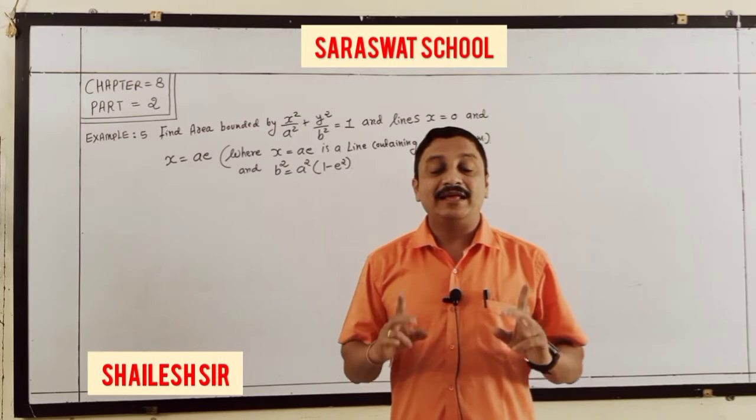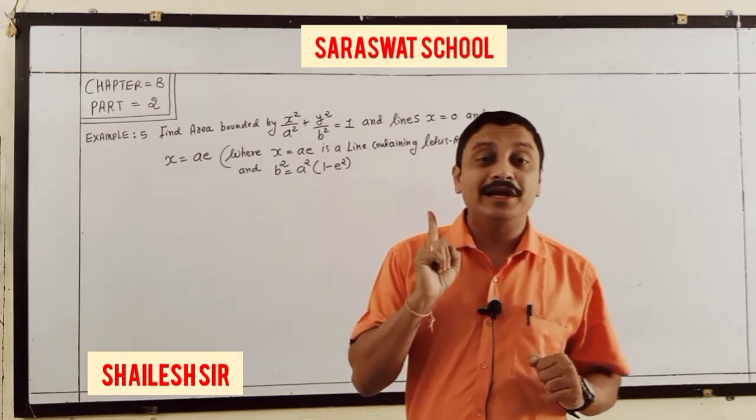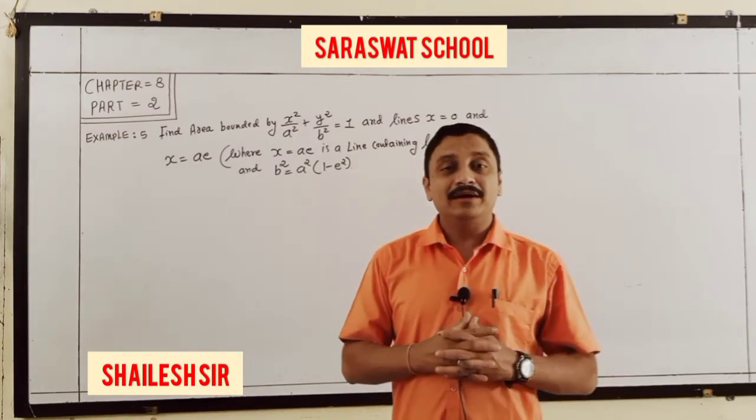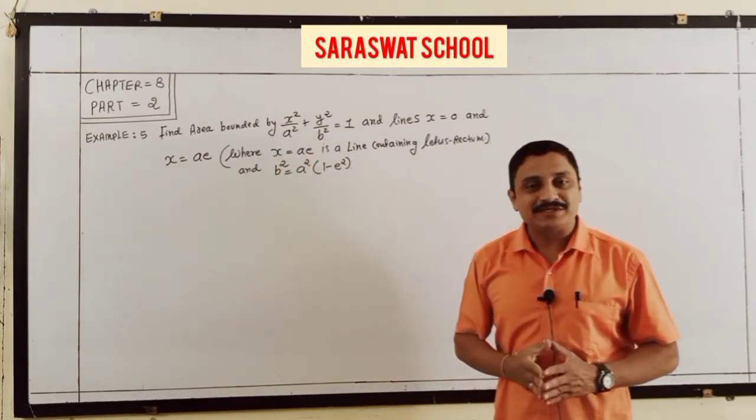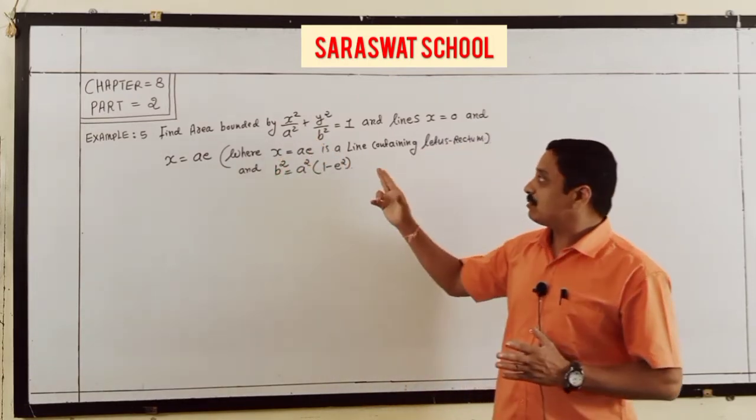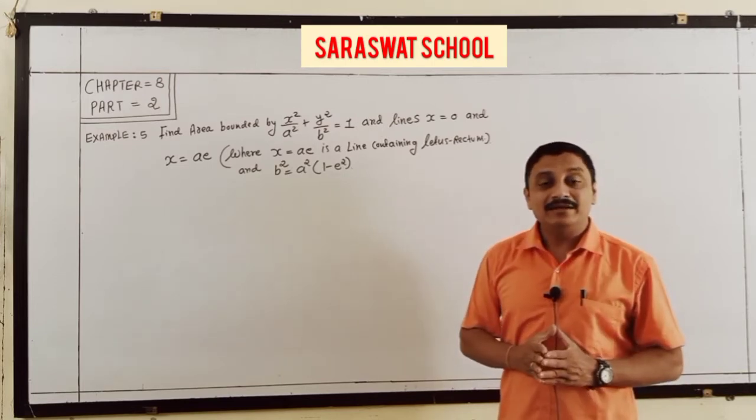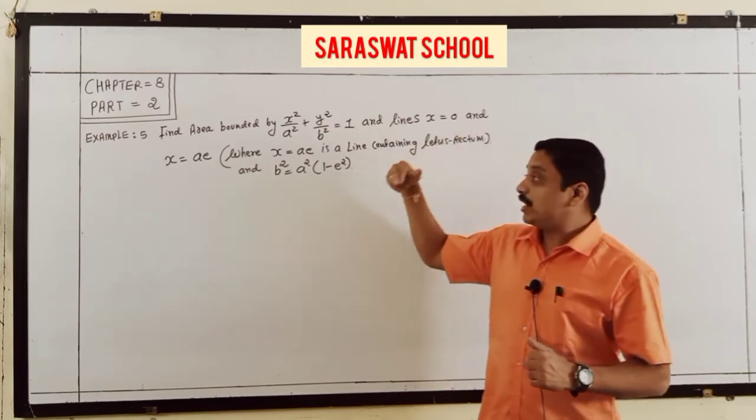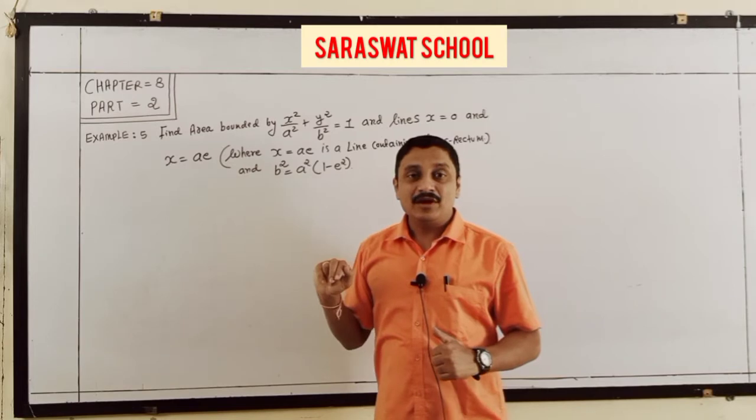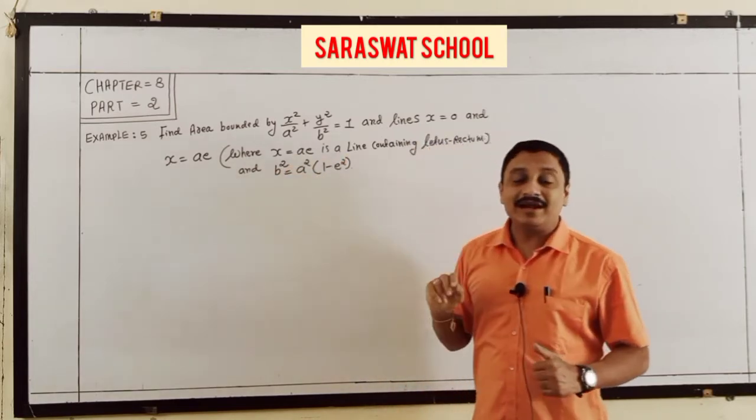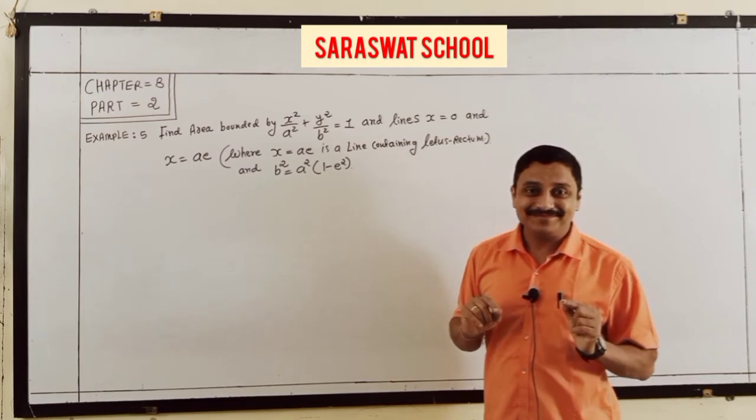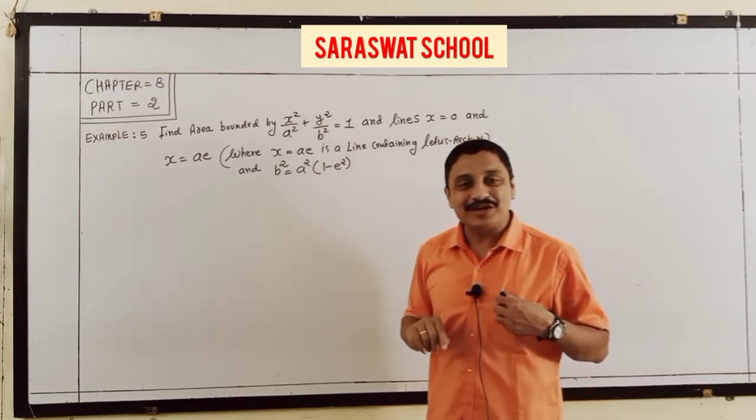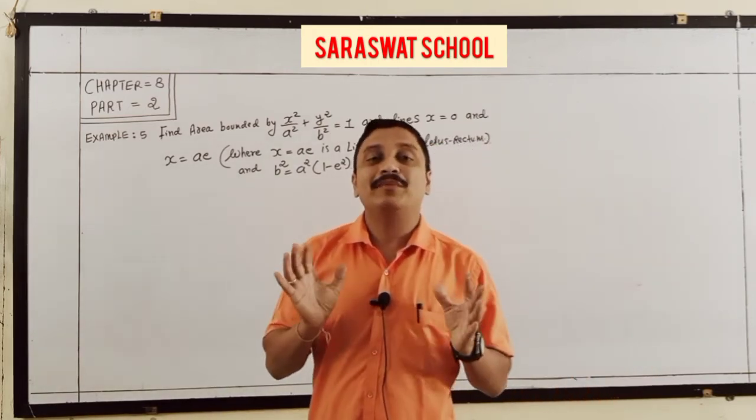One line, either two lines and one curve, related area bounded with the axis. Find the area bounded by the given ellipse x square by a square plus y square by b square equal to 1 and the lines x equal to 0 and x equal to ae, where x equal to ae is the line containing our latus rectum. The condition is also given: b square equal to a square times 1 minus e square.